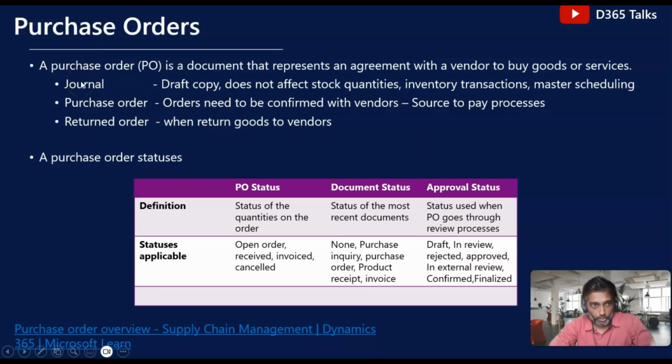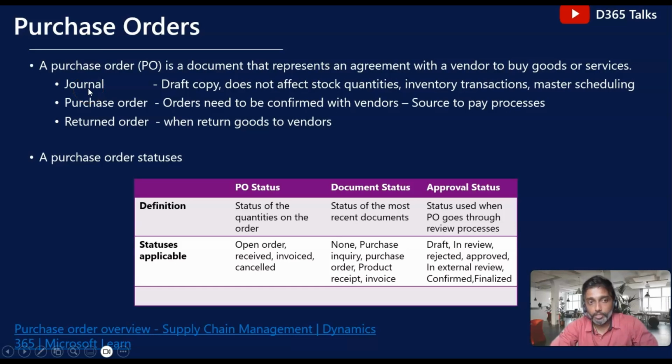So first of all, what is a purchase order? A purchase order is a document that represents an agreement with a vendor to buy goods or services. It can be a physical inventory or a service which you are procuring from your vendor, and it represents an agreement. There are basically three different types of purchase orders which can be created in Dynamics 365. Whenever an order document is created in the system, it's an agreement by which you are making a commitment to buy certain goods or services from the vendor. So that's the whole idea of generating purchase orders in the system.